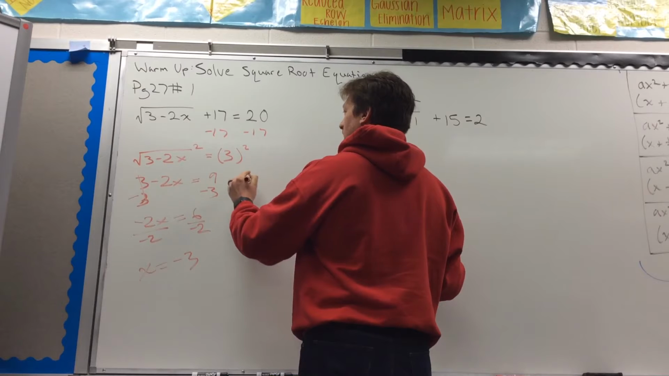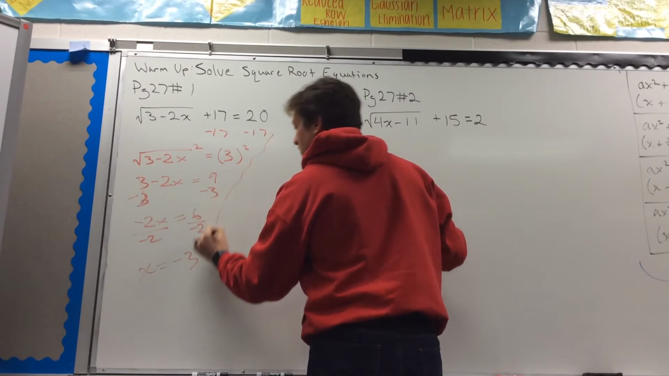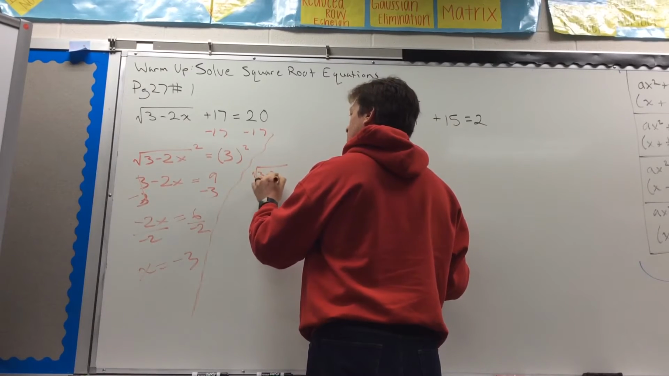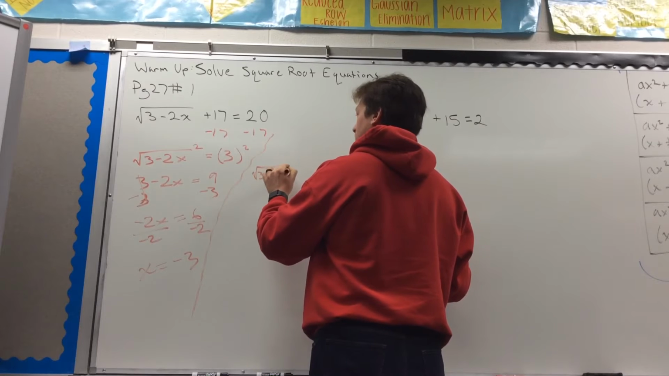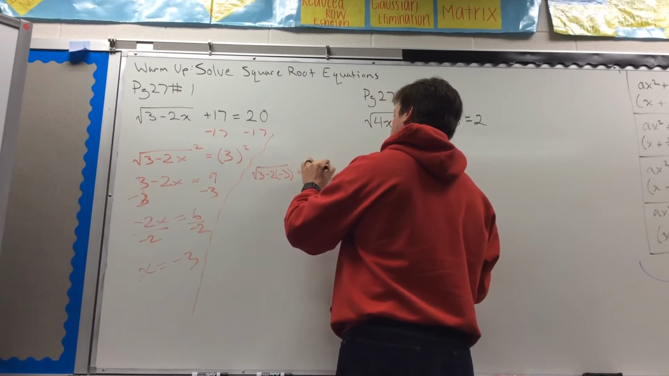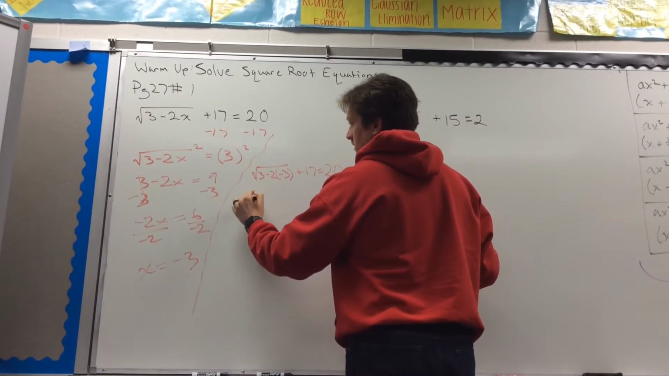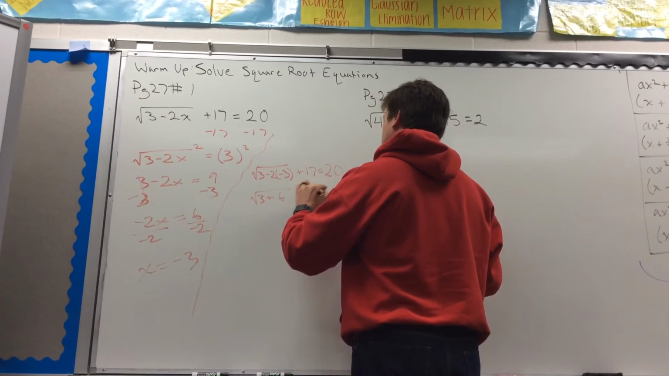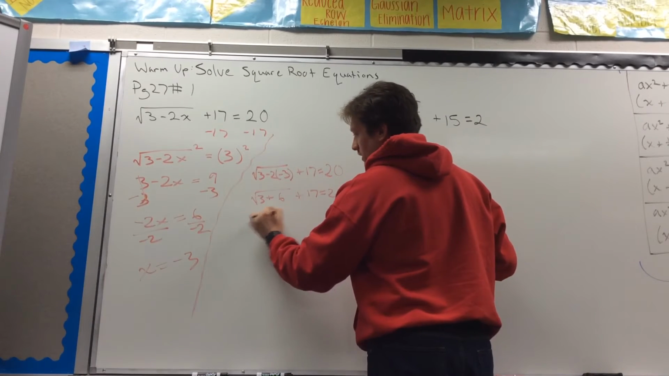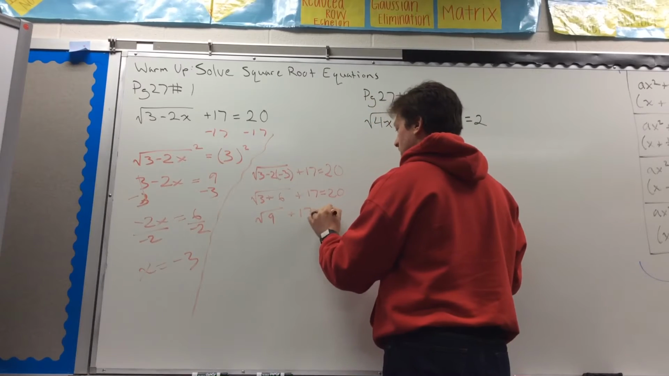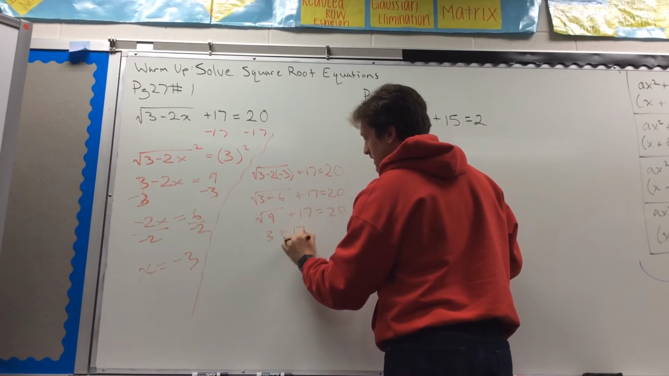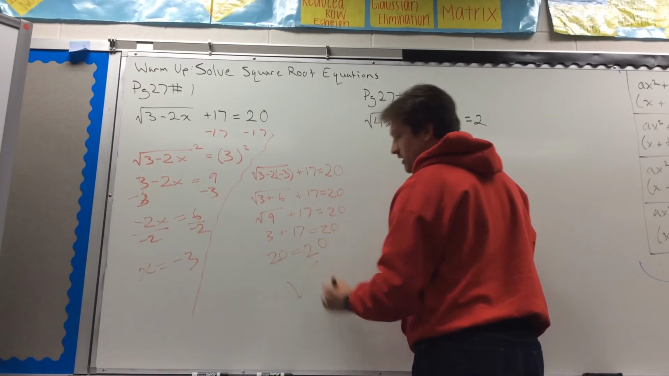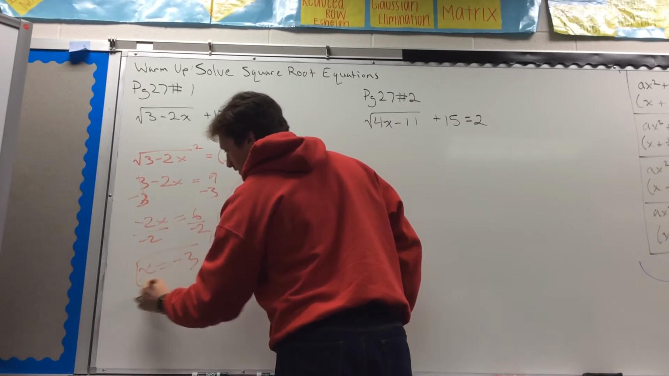So with our check, we've got the square root of 3 minus 2 times negative 3 plus 17 is equal to 20. So this is going to be square root of 3 plus 6 plus 17 is equal to 20. Square root of 9 plus 17 is equal to 20. 3 plus 17 is equal to 20. 20 equals 20, so it checks out. We know that x equals negative 3 is a good solution.